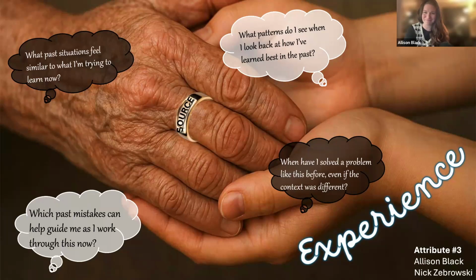So, next attribute, experience. I think Allison wanted to talk a little bit about this first, though. So this map uses imagery of hands across generations to represent the rich experiences adults bring with them. The questions, what patterns do I see from how I've learned best in the past, and which past mistakes can guide me now, capture just how deeply experience shapes learning.